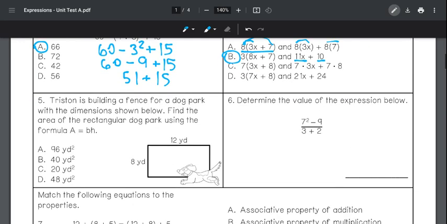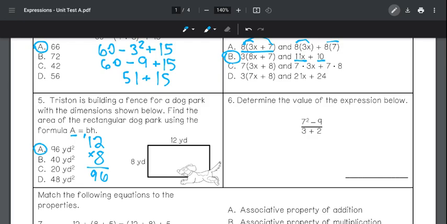Number 5, Tristan's building a fence for a dog park with the dimensions shown below. Find the area of the rectangular dog park using the formula area equals base times height. We know that area is just length times width, so we need to multiply both of our numbers. And 12 times 8, hopefully we know that, is 96. So the answer was A.